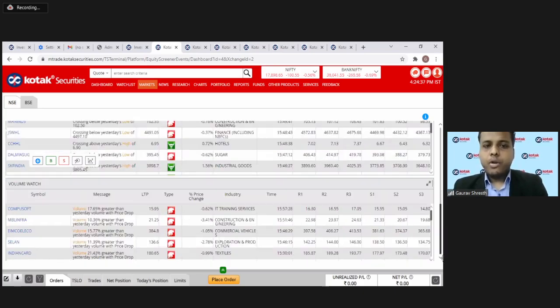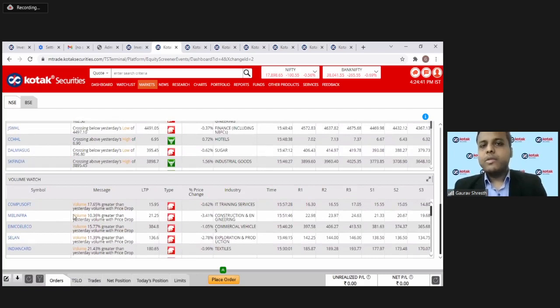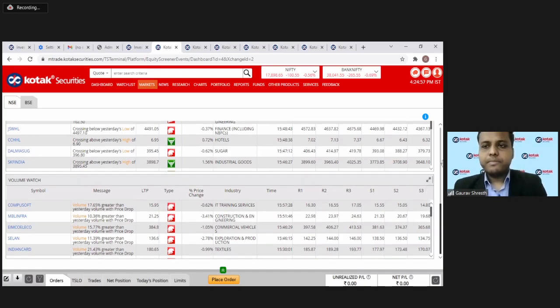Last will be the volume watch section. So basically, in this page, whatever screener that we have seen on the first page, the entire thing will be available on one page itself. The only thing is that you will have to scroll down from the right hand side. Also, you will have an option to expand it, and you can watch the entire thing on a separate page itself.